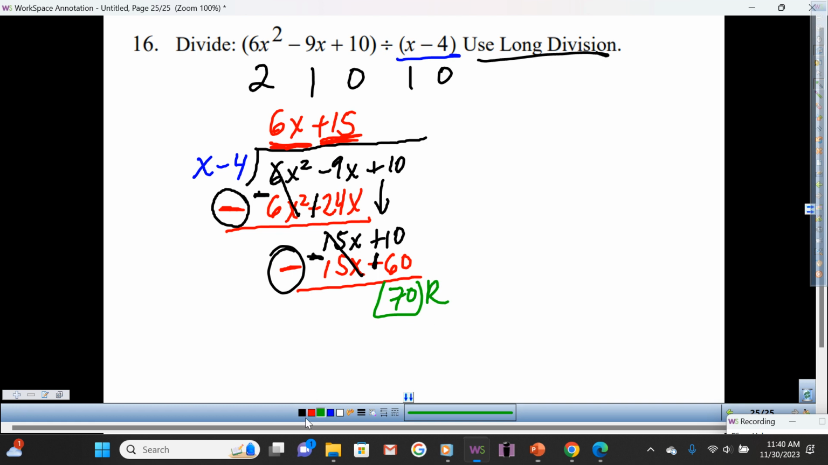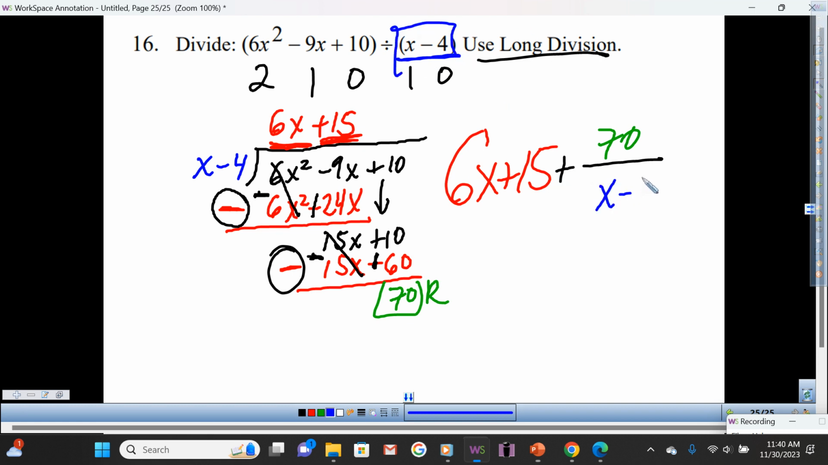All right, so what's our answer? Answer, 6x plus 15, which is that. But since we have a remainder, we do plus fraction bar. So what goes there? The 70. What goes underneath? X minus 4.